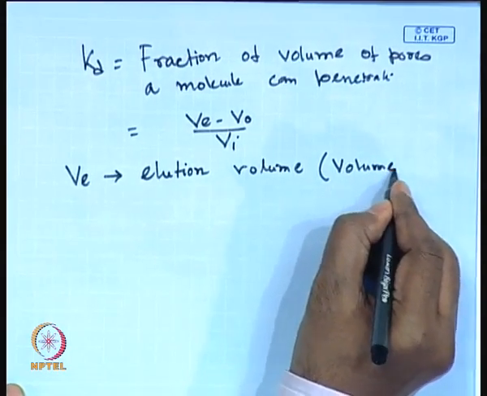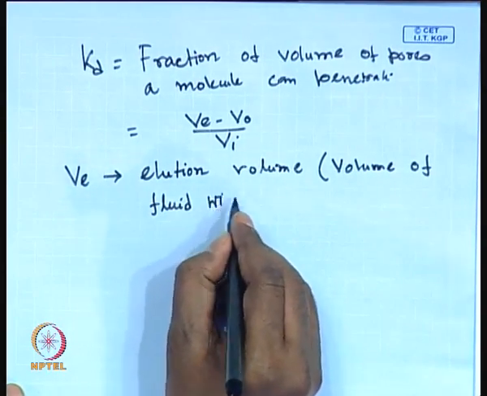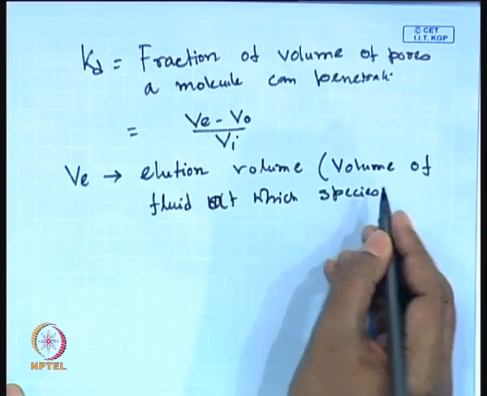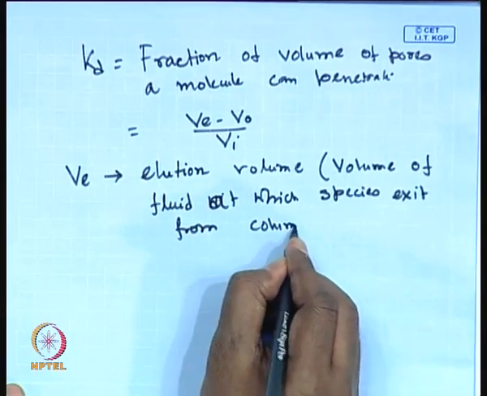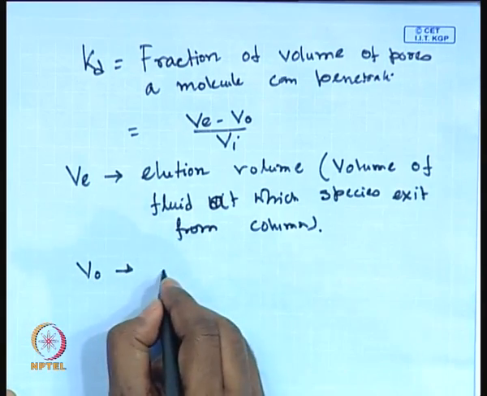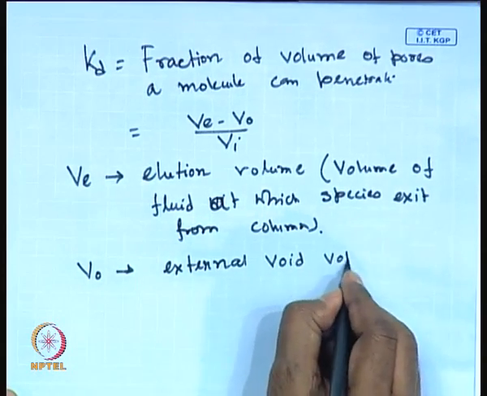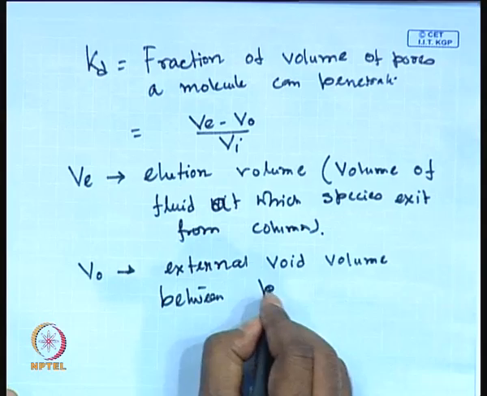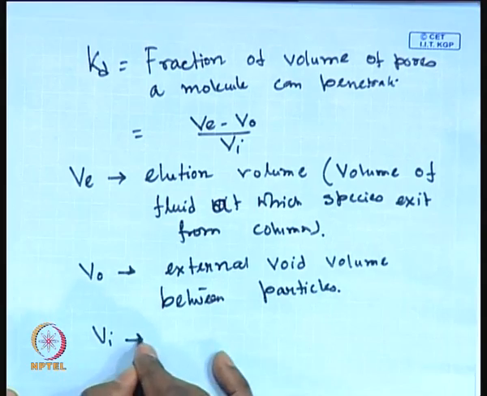This volume is the volume of fluid at which species exit from the column. Okay. What is V naught? V naught is the external void volume between the particles, and Vi is the internal void volume.